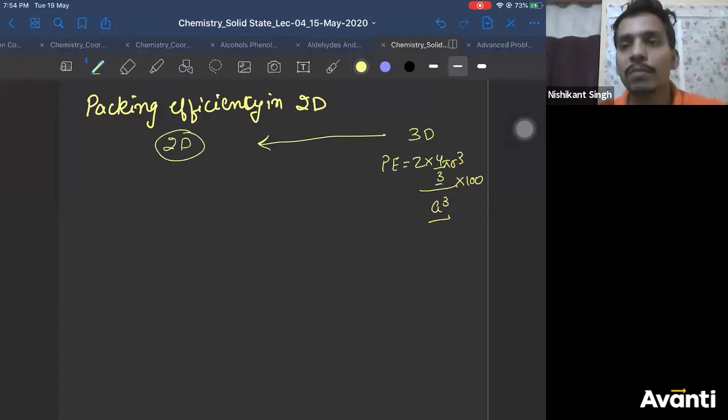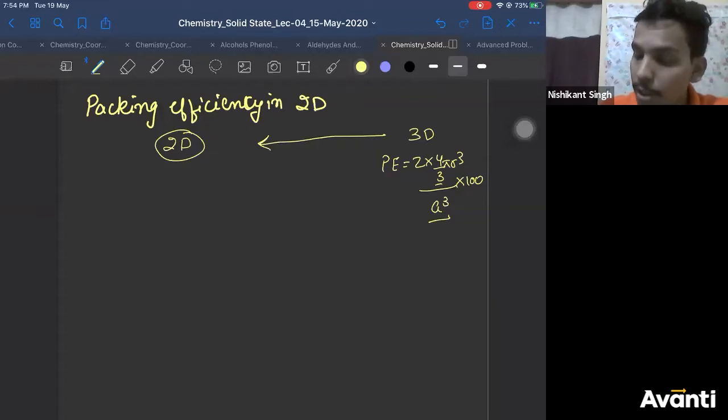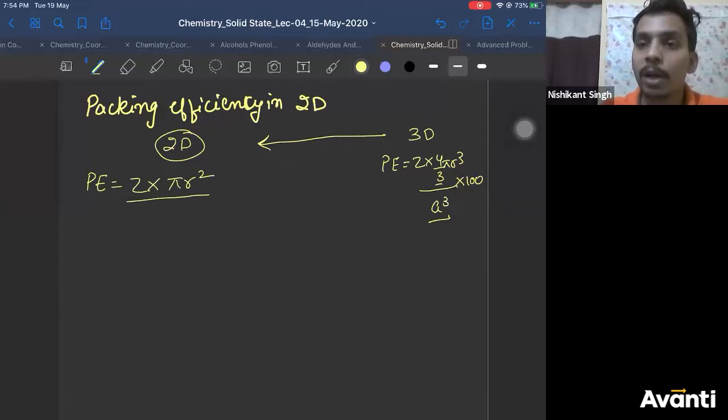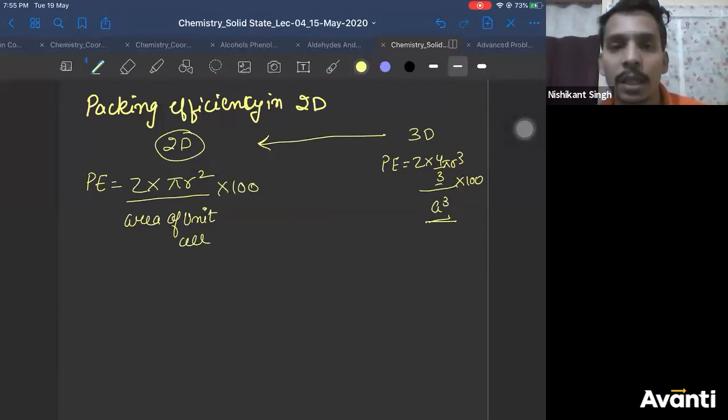2-dimensional representation of that will become circle, right? Very good, Abhishek. So packing efficiency will come out to be Z into area of circle, that is pi r square, divided by, now instead of volume of unit cell, you will take area of unit cell. You will take area of unit cell into 100. This is the formula for your packing efficiency in 2-dimensional unit cell, right?